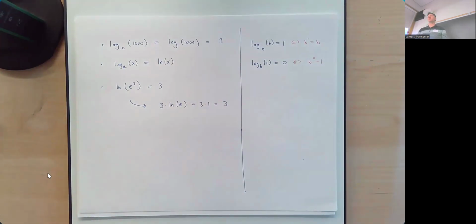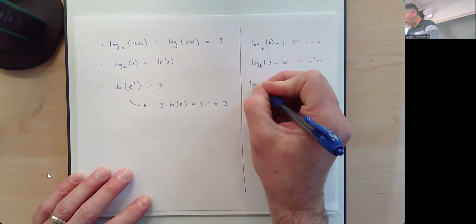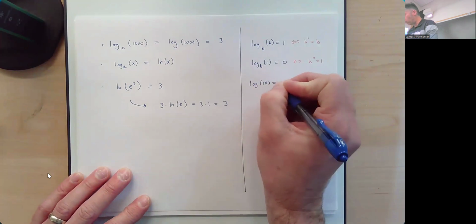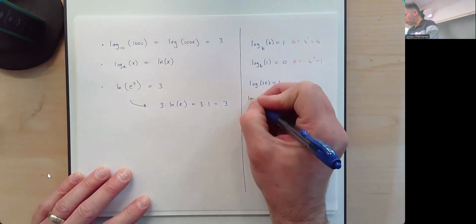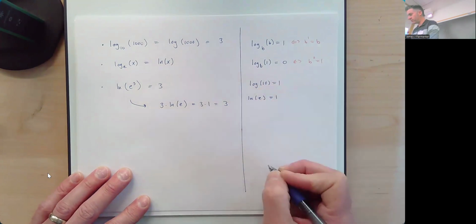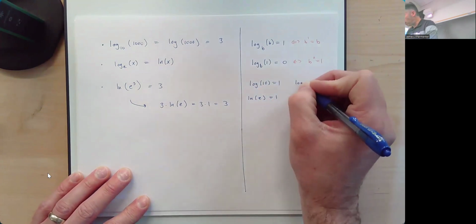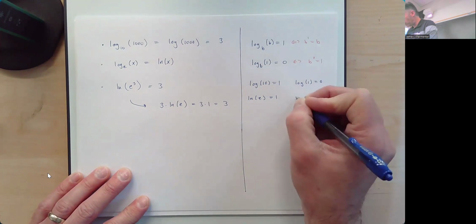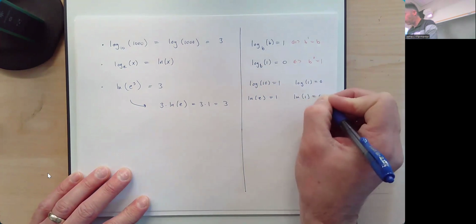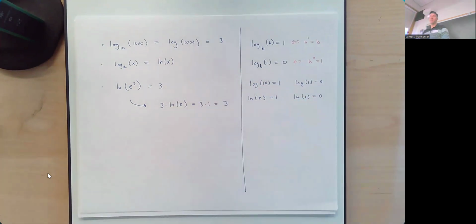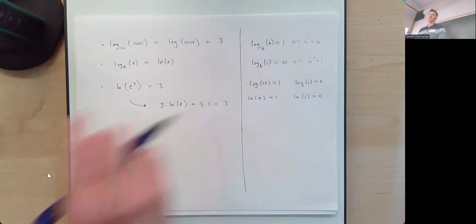Even though this is very general, I might also write them down for very specific cases. For example, the log of 10 is equal to 1. The natural log of e is equal to 1. The log of 1 is equal to 0. The natural log of 1 is equal to 0. I'm really just writing down special cases of these two things I've already written up there.